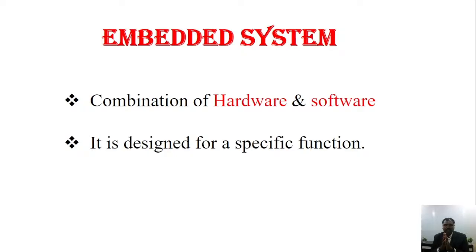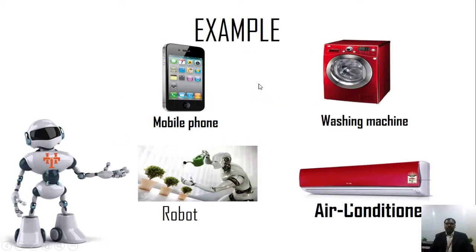Now everyone is clear. So what is an embedded system? An embedded system is a combination of hardware and software, right? The best examples of embedded systems are the mobile phone, washing machine, air conditioner, and robot. These are all the best examples of embedded products.